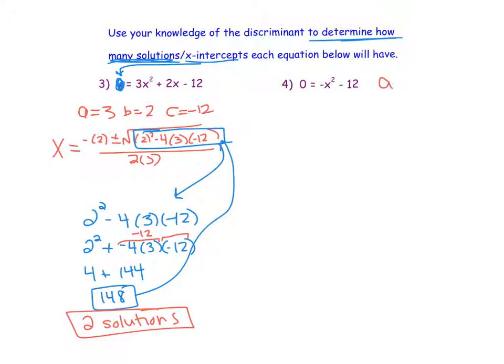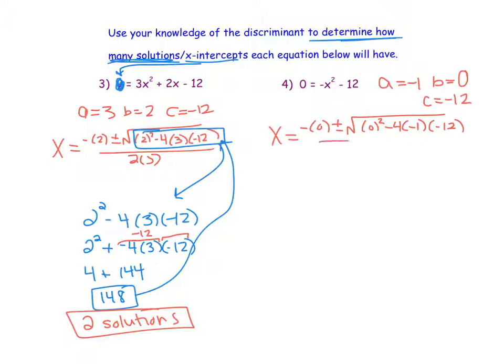And then if I look here at number 4, this one I'm trying to find how many solutions. I know that my a value equals negative 1. My b value, which is the coefficient of x, is 0 because I see 0 x's in this problem. And then my c value is equal to negative 12. So here I'm going to use the quadratic formula again. x is equal to negative, b is 0, plus or minus the square root of 0 squared minus 4 times a, which is negative 1, times c, which is negative 12, all divided by 2 times a, which is negative 1.